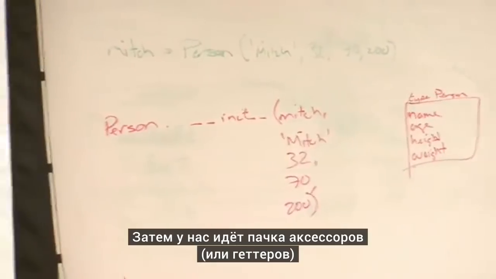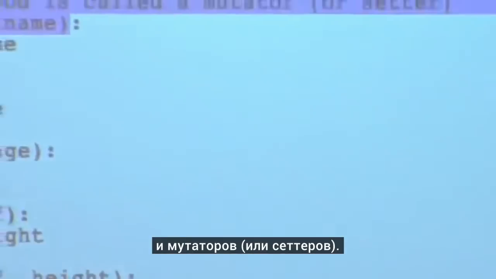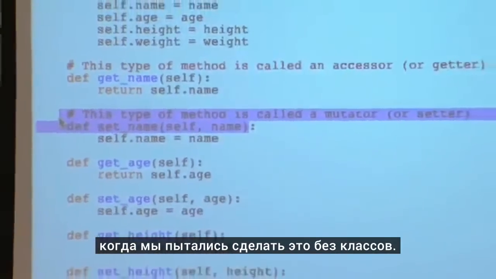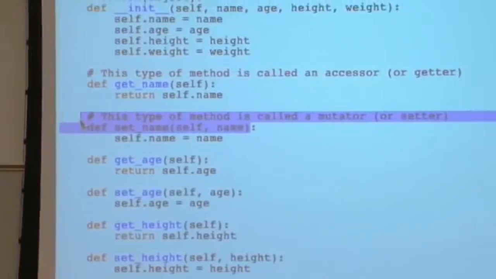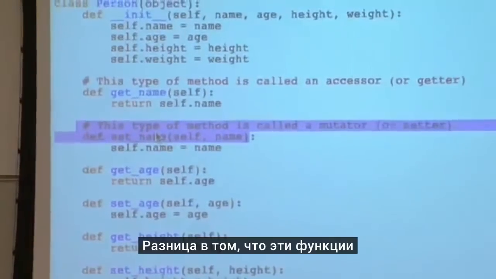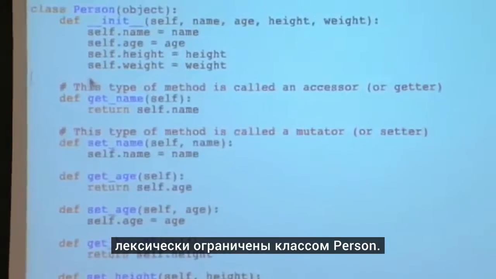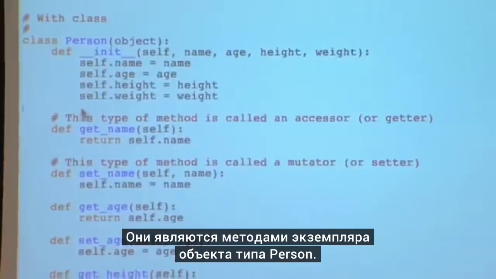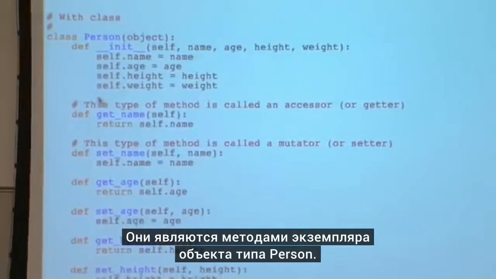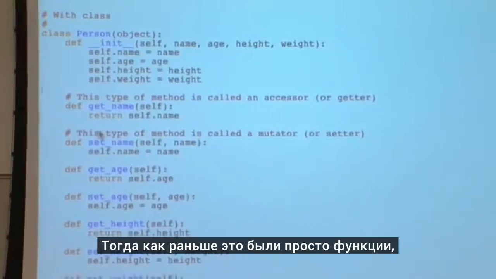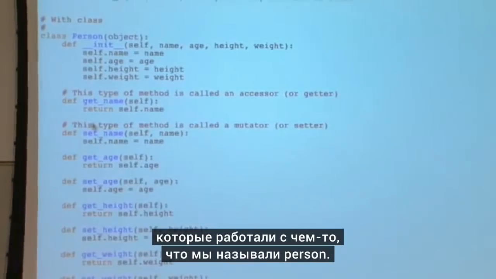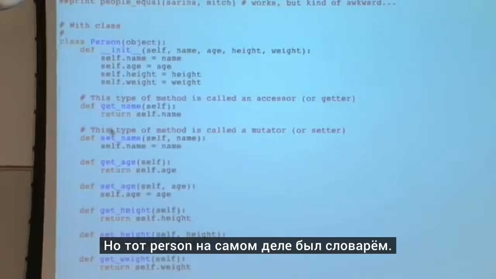And then we have a bunch of accessors or getters, mutators or setters. The same exact thing as the functions that I showed when we were trying to do this without classes, right? The difference is that these are lexically scoped to person. They are methods for an instance of type person, whereas before, they were just functions that worked on something we called a person, but a person was actually a dict.